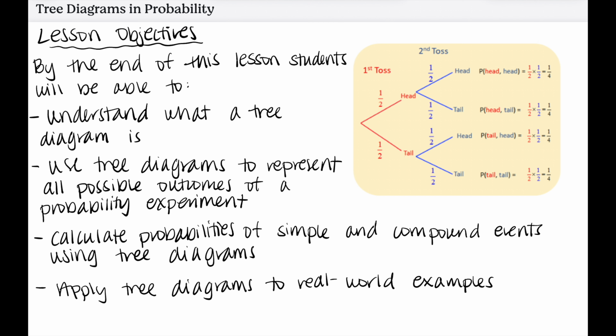By the end of this lesson, you should be able to understand what a tree diagram is, use tree diagrams to represent all possible outcomes of a probability experiment, calculate probabilities of simple and compound events using tree diagrams, and apply tree diagrams to real-world examples.